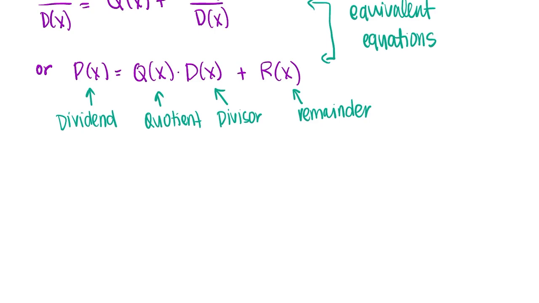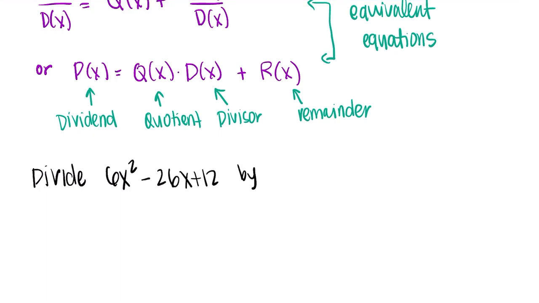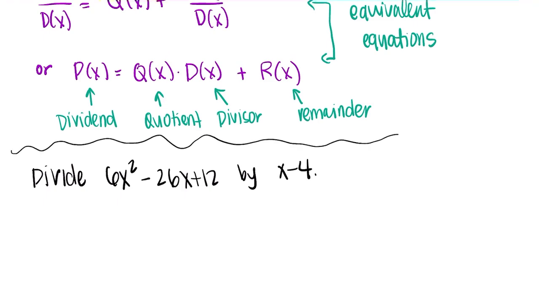Okay, so we're going to do this example a couple of times, with a couple different methods of dividing. We're going to start by dividing 6x squared minus 26x plus 12 by x minus 4. So that's what we're going to start with.